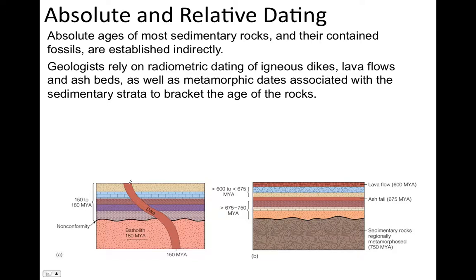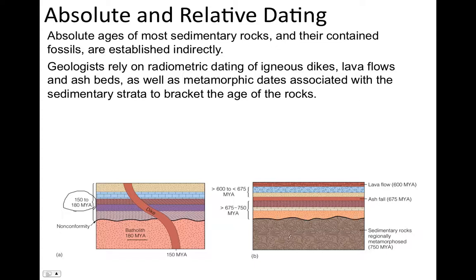Now relative dating, the principle of superposition tells us that these sedimentary rocks being laid over top of this batholith must be younger than that batholith. So these sedimentary rocks must be younger than 180 million years old. And the principle of cross-cutting relationships tells us that this dike, since it cuts across these sedimentary rocks, must be younger than the sedimentary rock. So therefore, the sedimentary rock must be older than 150 million years. So this gives us this bracket in absolute time within which these sedimentary rocks had to form, 150 to 180 million years ago.